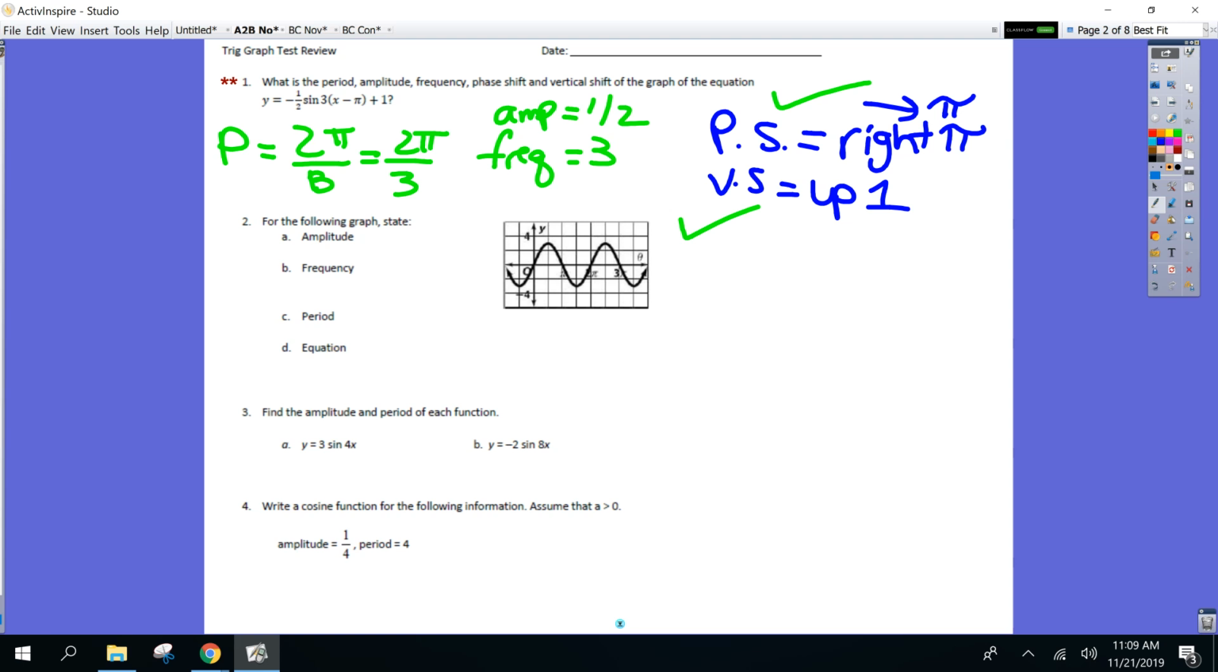Phase shift is going left and right, inside the parenthesis, and it's always the opposite of the sign. Like this is minus, so it would go right. And then outside the parenthesis is up and down, vertical shift. And that follows the rule, plus up, minus down.